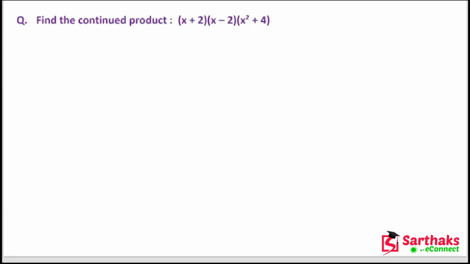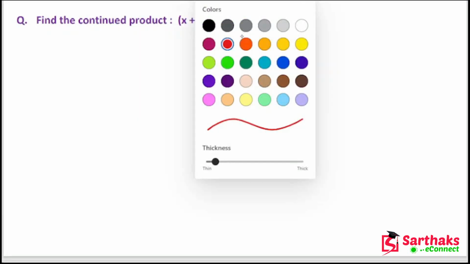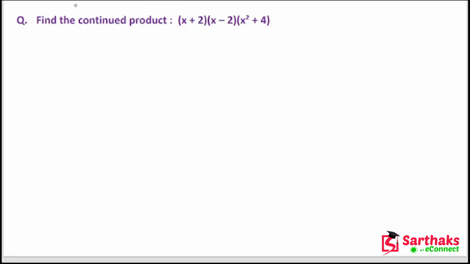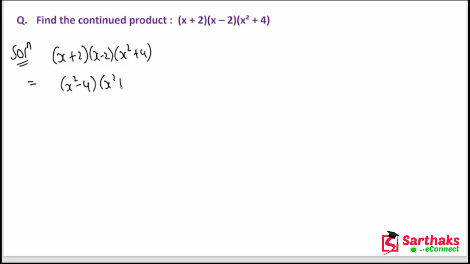It says find the continued product x plus 2 into x minus 2 into x square plus 4. Okay, with the help of binomial multiplication it will be very long, but with the help of identities it becomes very easy. X plus 2 into x minus 2 into x square plus 4. It will be x plus 2 into x minus 2, that would be x square minus 4.